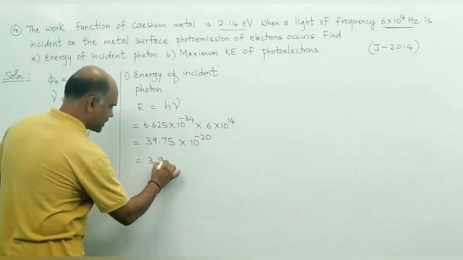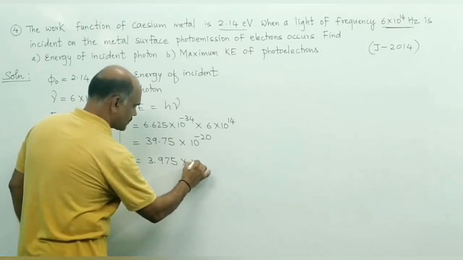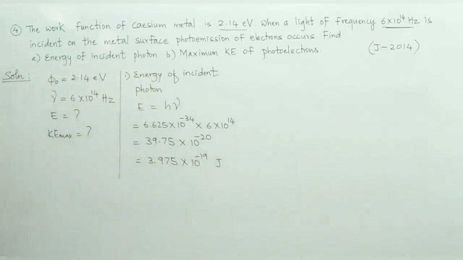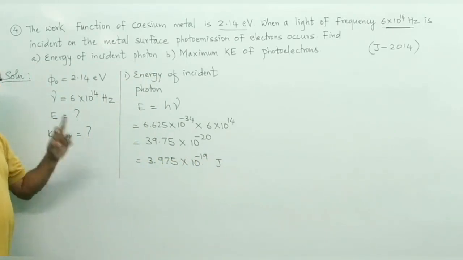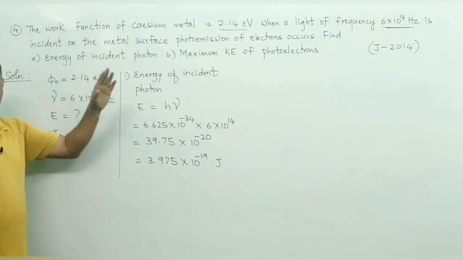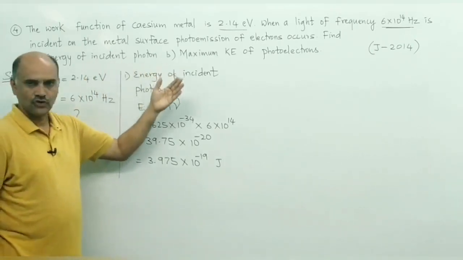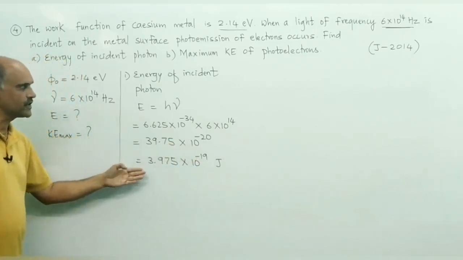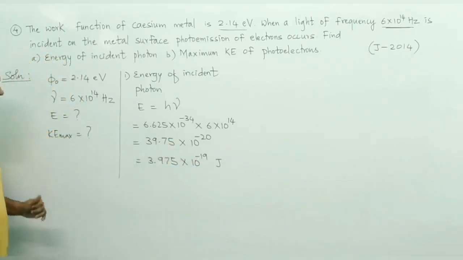So 3.975 into 10 raised to minus 19 joules. So you have found out the value of E. He has not asked to find it in electron volt, so even if you keep it in joules, it's correct. If you want, you can convert it into electron volt.